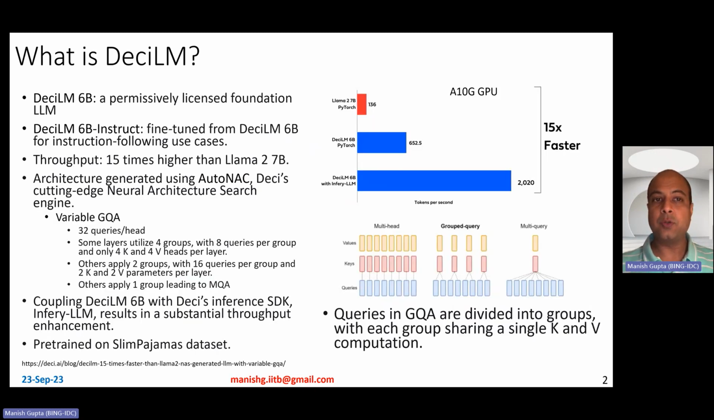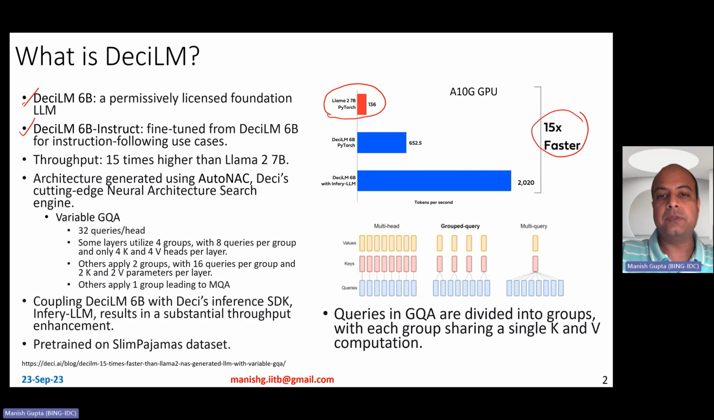DeciLM, the recently made publicly available DeciLM model. So, what is DeciLM? Well, DeciLM comes in two forms: DeciLM 6 billion and DeciLM 6 billion instruct. The DeciLM 6 billion model is a permissively licensed foundation LLM. The biggest selling point about this DeciLM model is that compared to the Llama 2 7 billion model, it is 15x faster. So if you look at it, this is essentially throughput. What you observe is that DeciLM 6 billion with a proprietary, super optimized inference pipeline is 15 times faster compared to Llama 2 7 billion, and that is why it has become so popular.